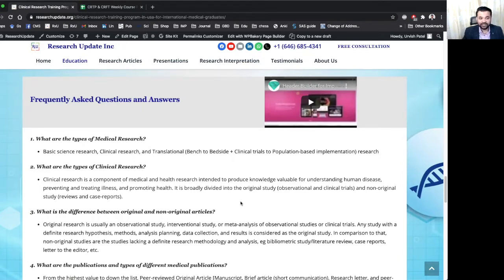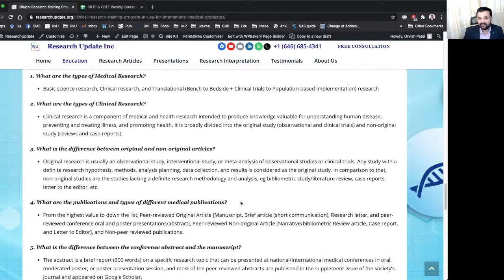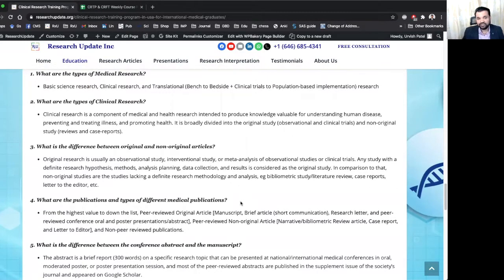So those are studies where, first of all, you are creating the hypothesis. You have a specific method and inclusion and exclusion criteria. You are collecting the data. You are publishing the result. Compared to that, non-original studies lack definite methodology and analysis. So those studies are inferior to original studies. Mainly those are the literature review, case report, letter to editor, etc.